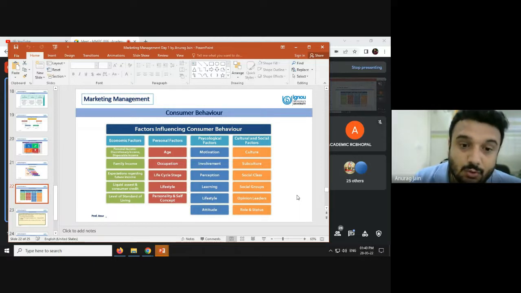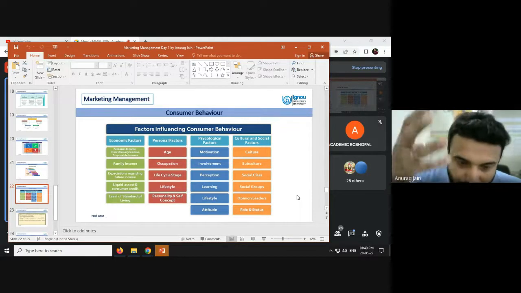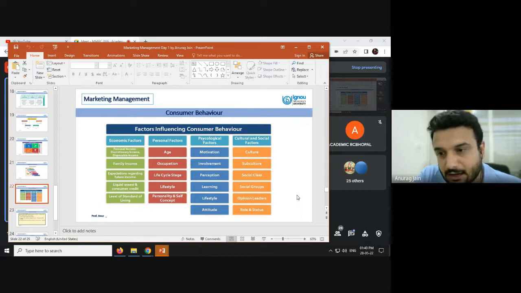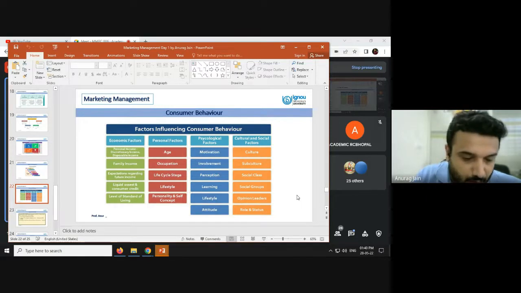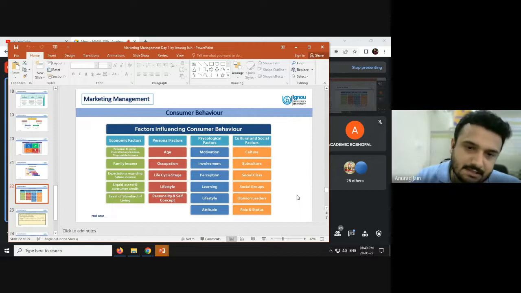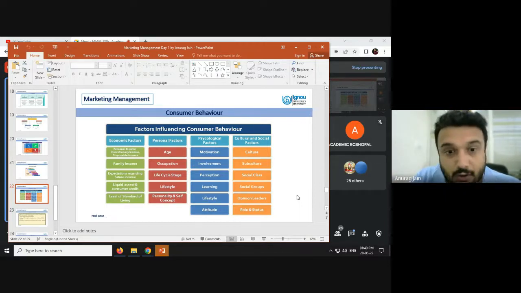A factor which is known as economic factors, and there are different factors which constitute the economic factors, right? So definitely personal income is one such factor, and whatever we buy and whatever we aspire to buy directly relates to the kind of personal income we have, what kind of assets we possess, and what level of standard we have. All these things are directly related to our financial status, and this comes under the economic factors.